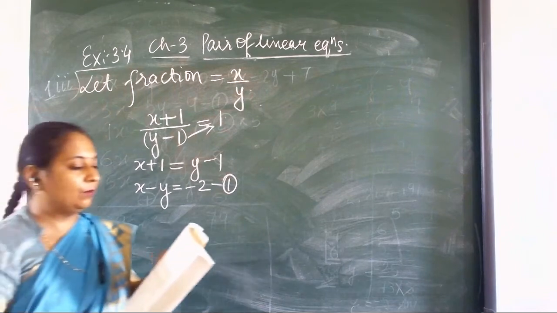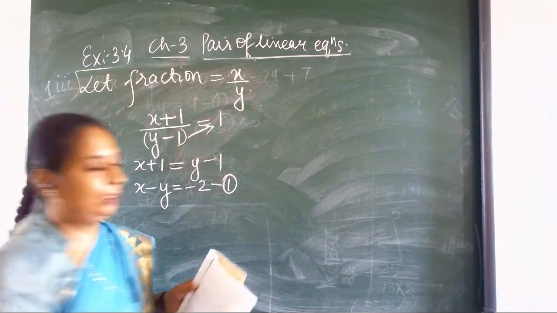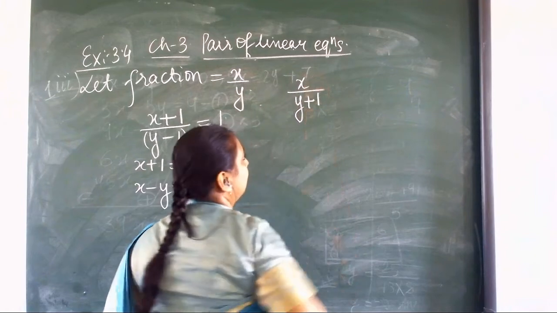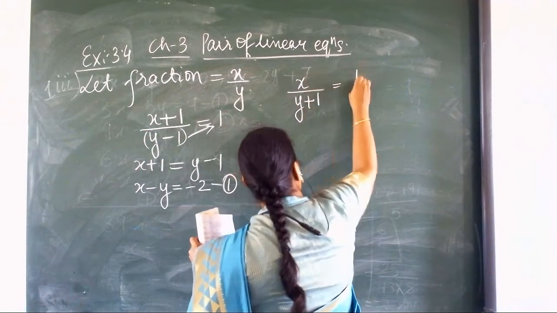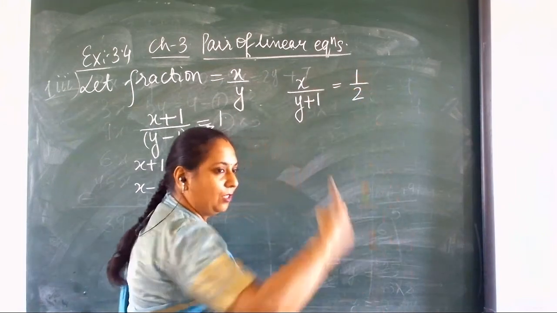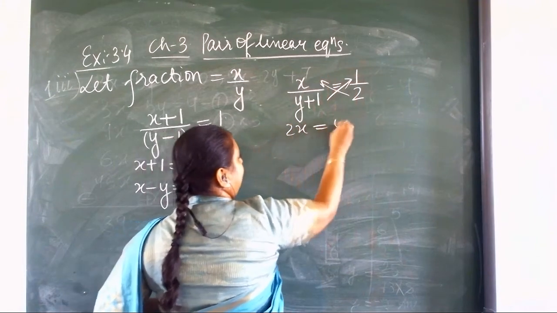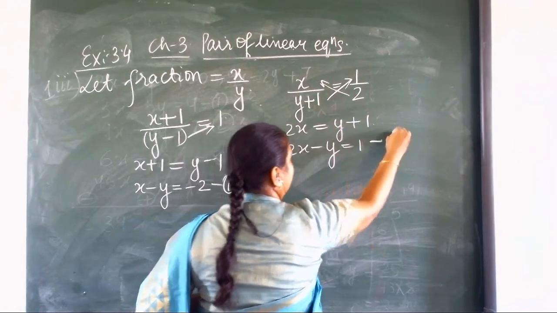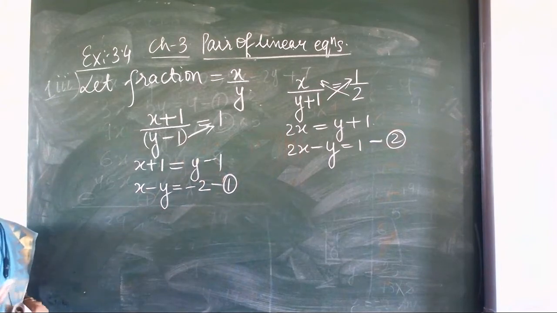Now it becomes 1 upon 2 if we only add 1 to the denominator. If we add only 1 to the denominator, the fraction is x upon y plus 1, and it reduces to the fraction 1 upon 2. Now cross multiply. 2x equals y plus 1, so 2x minus y is equal to 1. This is the second equation. Now you can solve these two equations to find the value of x and y.